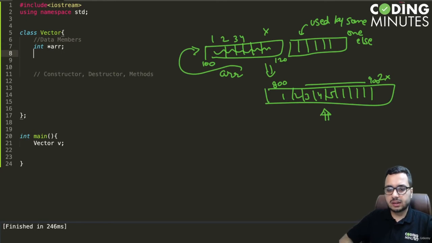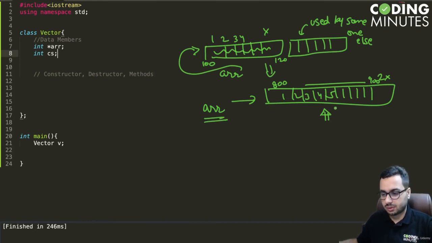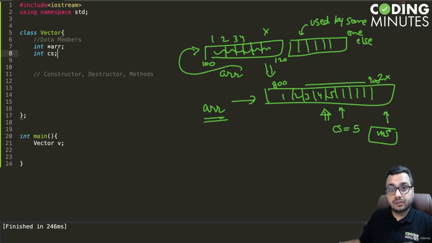Another thing that we can do is we can store how many elements we currently have in this array. If this is an array pointer, from this array pointer we don't know how many boxes we have currently used. Maybe we can say cs is equal to 5. That means currently we have 5 elements and the next element will go at the 5th index. But this doesn't tell us when the array is going to get full. So we also need to store the maximum capacity of the vector. If current size is already equal to the maximum capacity, then we need to do the doubling operation.